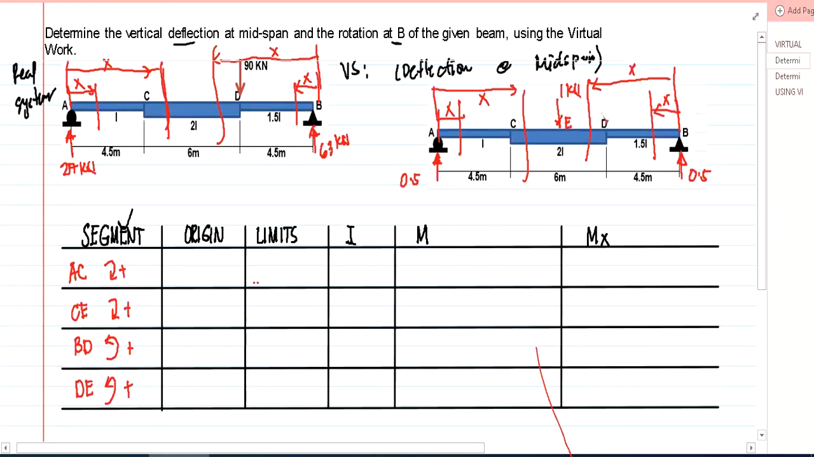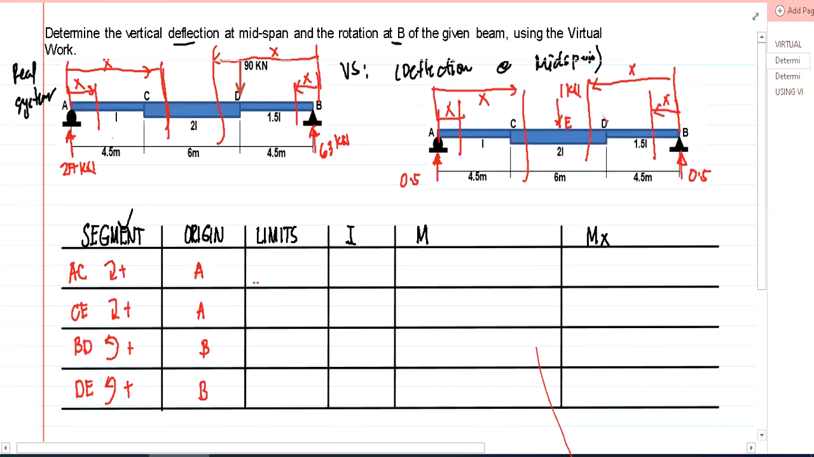Okay? Para alam nyo lang kung saan kayo magne-negative pagka nag-moment na kayo. Okay? So I will take this as my positive. Okay? So segment AC, ang origin ko is A. Diyan yung 0 ko. Okay? CE, ang origin ko for this cutting of segment is from A. Okay? BD sa my B and DE sa my B din yung origin ko.